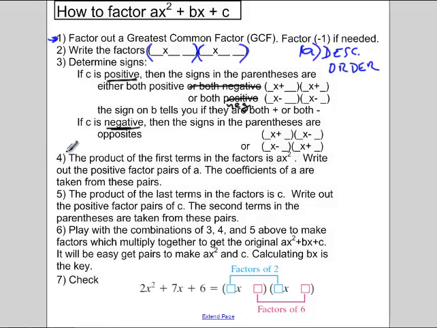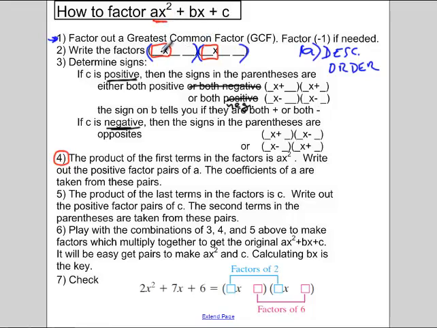Step number 4 is new. So this is going to be the newest part, I suppose, for section 6.3, because the product of these first terms, this term times that term, has to equal my ax squared. Because if we FOIL this out, this times this is going to give me my first term, and that's going to give me ax squared.